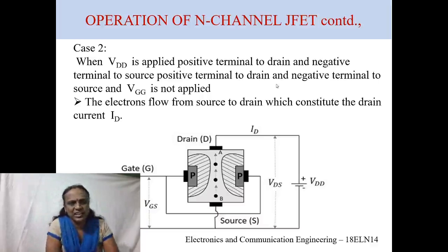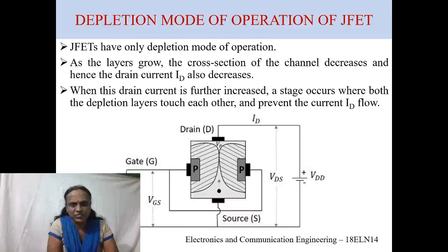The supply at the gate terminal makes the depletion layer grow. See, this shaded part is the depletion layer. The supply at the gate terminal makes the depletion layer grow, and the voltage at the drain terminal allows the drain current to flow from the source to the drain terminal.